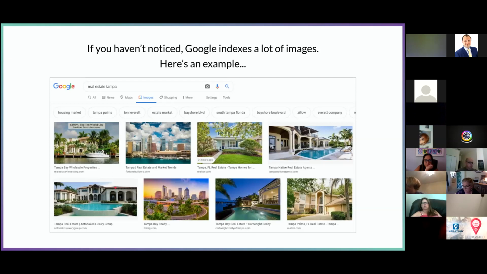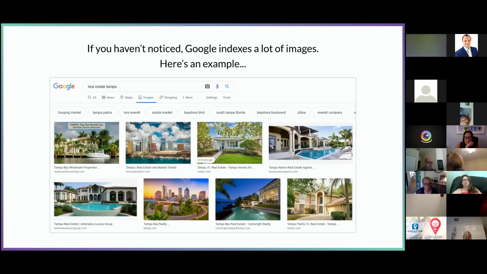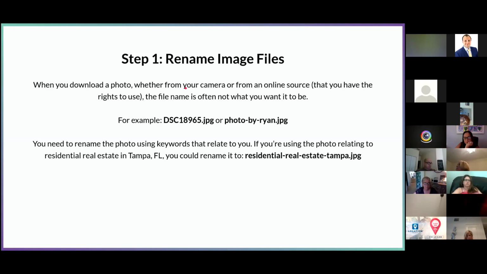As I mentioned, we want to use alt tags and file names to help Google see what the image is all about. So let's quickly walk through what that means. The first step is to rename your image file, right? Because if you take a photo with your regular camera or your cell phone, it usually doesn't translate correctly from a file name perspective. It usually looks like some type of jumbled letters and numbers.